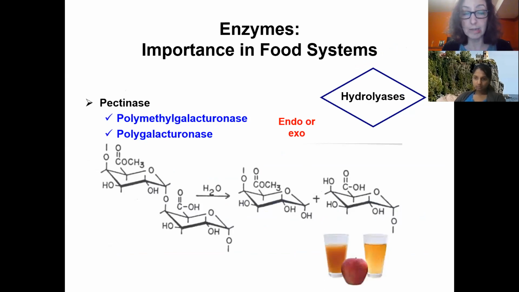But I'll show you an example when it is not desirable to do so, though. First, we also have the pectinases that break the bond between two galacturonic acids. You have the polymethylgalacturonase that breaks a bond when you have a methyl group. And you have the polygalacturonase, which breaks the bond between two units that do not have a methyl group.